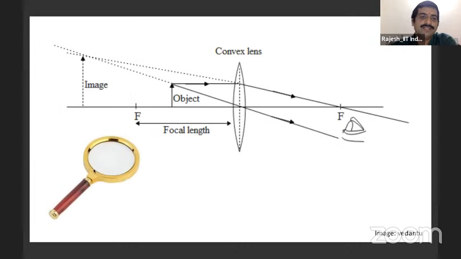We all know about it. This is the typical simplest form of microscope. You can see the lens.